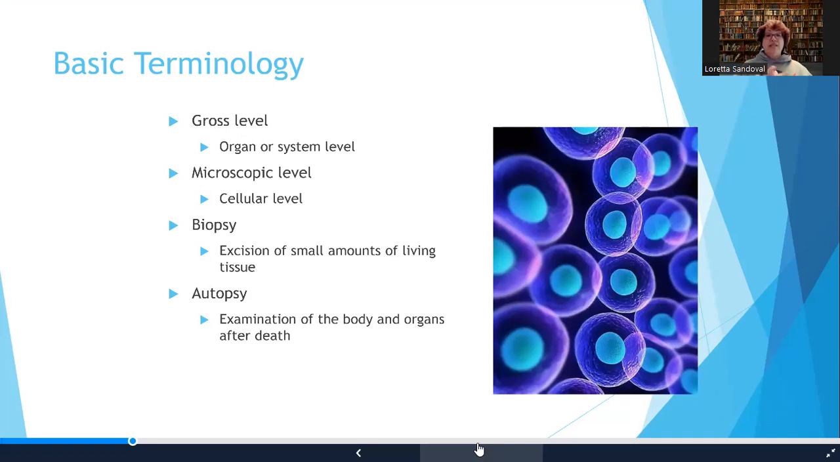A biopsy is where they excise a small amount of living tissue and examine it under the microscope. We'll talk about the cellular adaptations of disease and what we expect to find in a biopsy, whether it's normal or abnormal. An autopsy is the examination of the body and the organs after death. So an autopsy obviously isn't a medical treatment. It's not something that's going to help you, but it might help other people that have the same disease, and a lot of things are found out in autopsy.